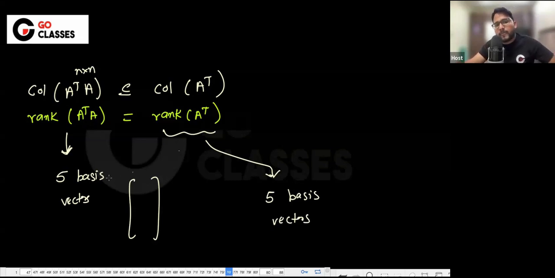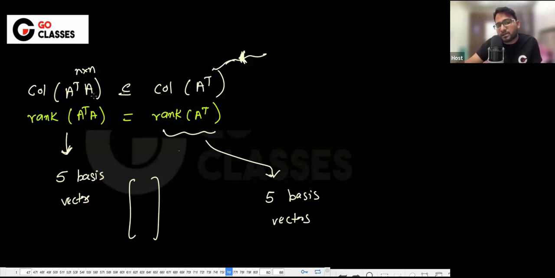Since the column space is a subspace, whatever column you have here, you anyway have that column here. But can you have anything extra here? In A transpose, can we have anything extra which is not in the column space of this, which means it cannot be formed using the columns of this? Since the ranks are the same, if you have five basis vectors here, there are also five basis vectors there. So you cannot have any extra basis vector here.